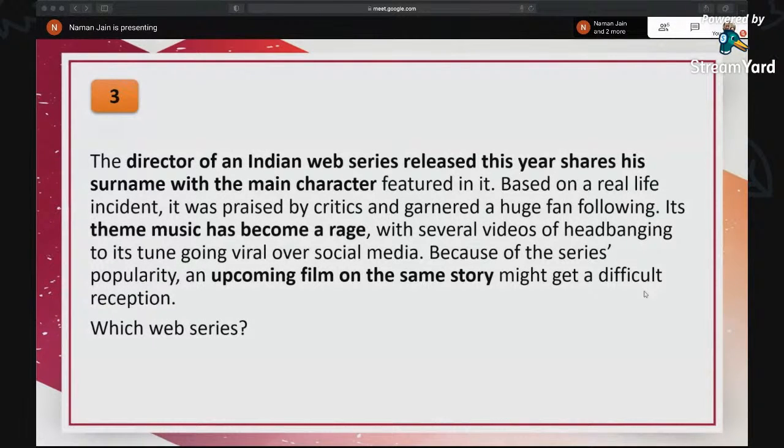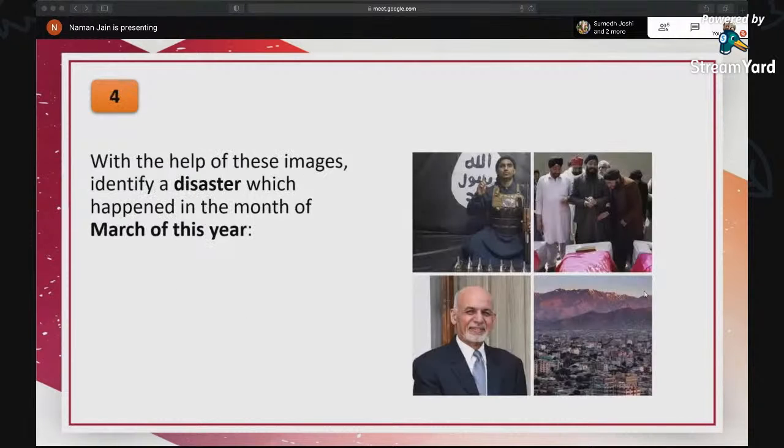Okay, enough time. Moving on to question number 4. With the help of these images, identify a disaster which happened in the month of March this year. So a classic connect question by Sumedh. You just have to identify a disaster which happened in March. 4 images, fairly helpful.